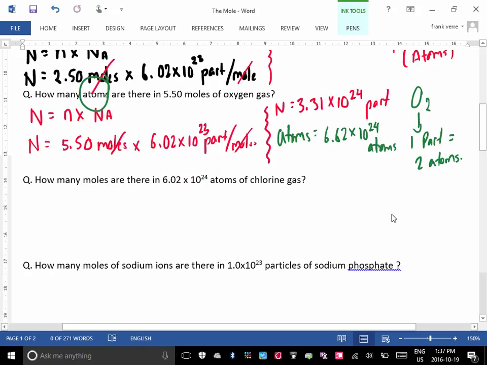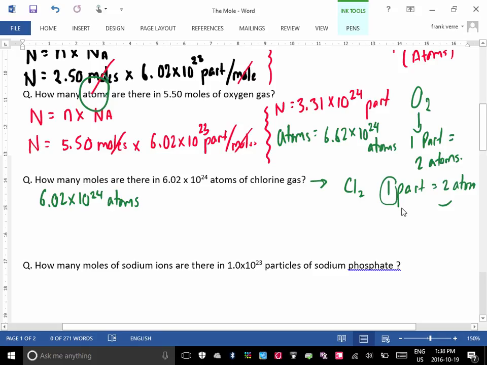How many moles are there in 6.02 times 10 to the 24 atoms of chlorine gas? This question is the reverse of the previous one. So if we have 6.02 times 10 to the 24 atoms, think about chlorine. Chlorine gas is what? Cl what? Cl2. So one particle is equal to 2 atoms, or 2 atoms is equal to 1 particle, right?